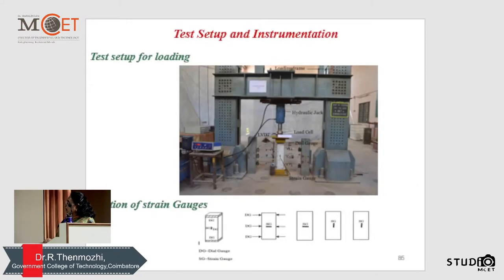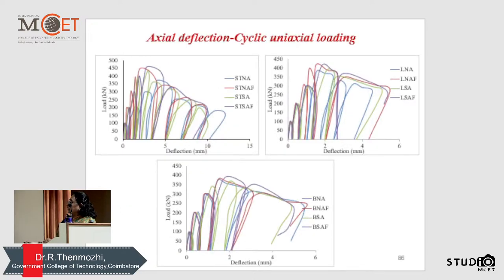So this is the test setup here, and the lateral linear and lateral strains were measured using this system. As these are all cyclic loading, we incremented the loading and brought it down to zero, and again we increased the loading and brought it down to zero. Like that, repeated loading was applied. Right? So we have got these kinds of graphs, and the basalt fiber is able to produce a good amount of ductility and energy absorption. And these are the different failure modes we are showing here.